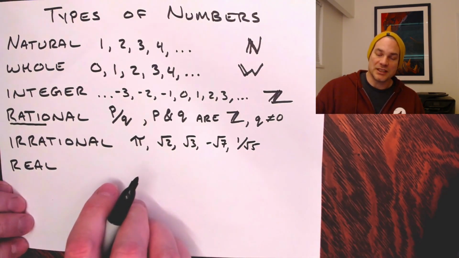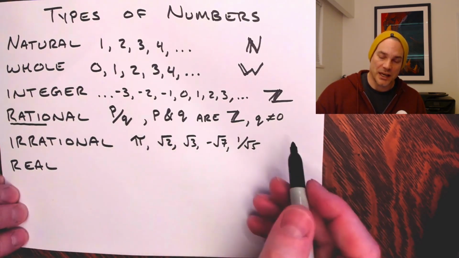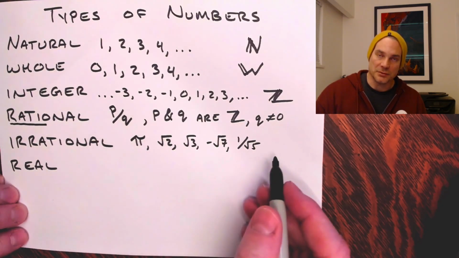So it's all these numbers that just do not have a repeating pattern to them. So rational numbers always have a repeating pattern. These just go on in an irrational pattern.